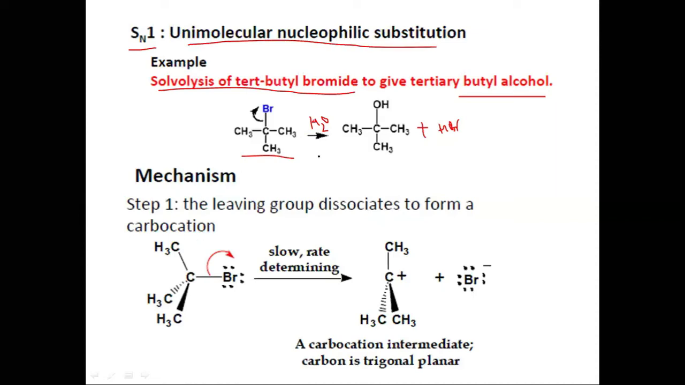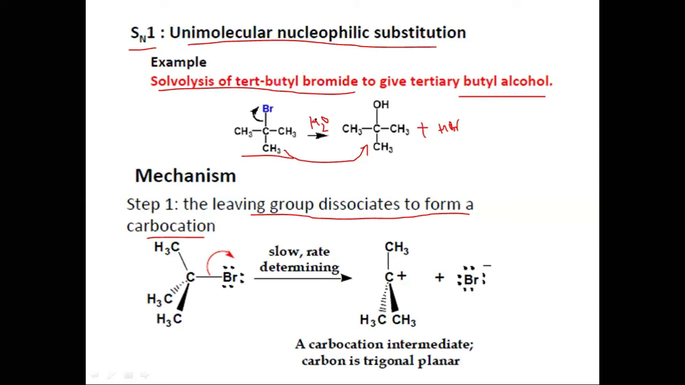There are two steps in this reaction in order to convert alkyl bromides to alcohol. But in the case of SN2, there is a single-step reaction, through transition state formation. In this case, if it is SN1, you need a two-step reaction. Step 1 involves the leaving group dissociating to form a carbocation. Step 1 is generation of the carbocation. So how to generate the carbocation?